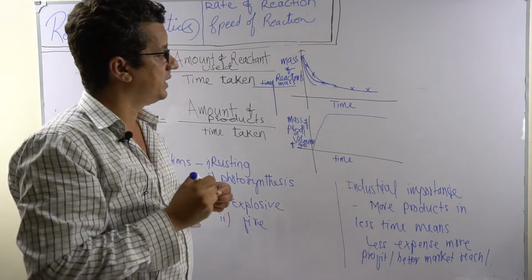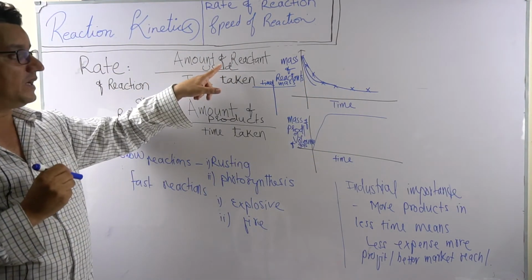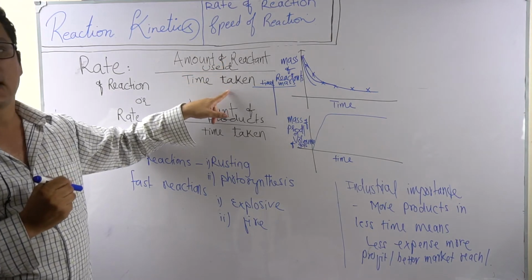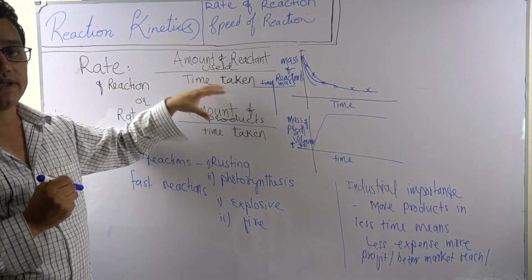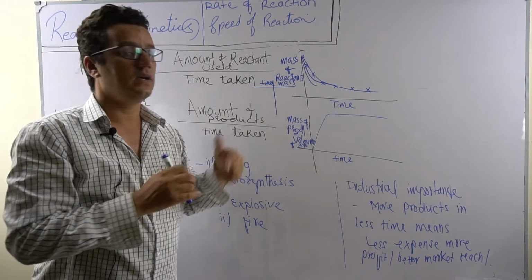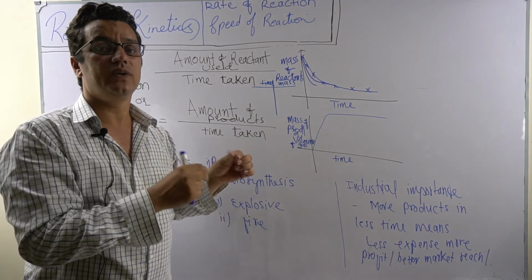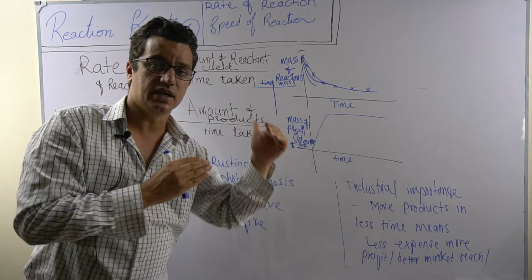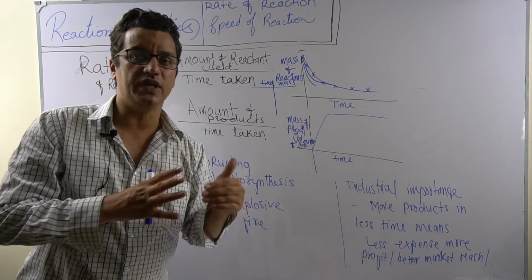So this is one way you can find the amount of reactant used and the time taken. You start with the reactant having a certain mass, and then you note the time. You can find out, with time intervals, how the reactants are decreasing and how they are being used up.